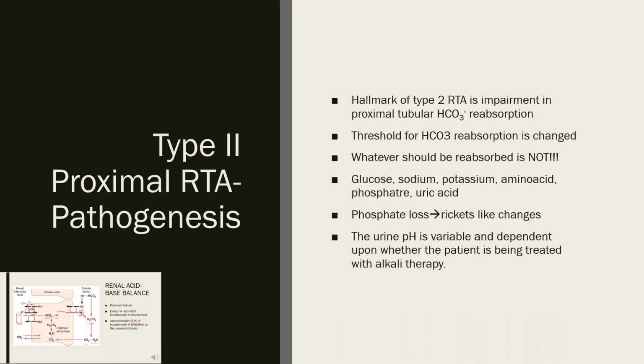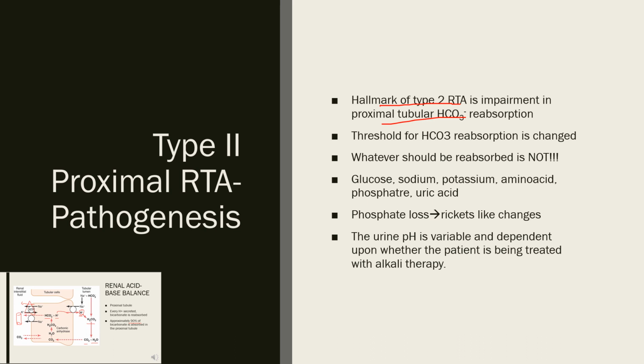So till the child reaches a blood bicarbonate level of 18, this child is going to continue to lose bicarbonate, because the tubule need not reabsorb, as that is the normal for this particular proximal tubule. So there is a loss of bicarbonate, which is the hallmark of proximal RTA. There is also loss of the rest: glucose, sodium, potassium, phosphates, uric acid, amino acids, etc.